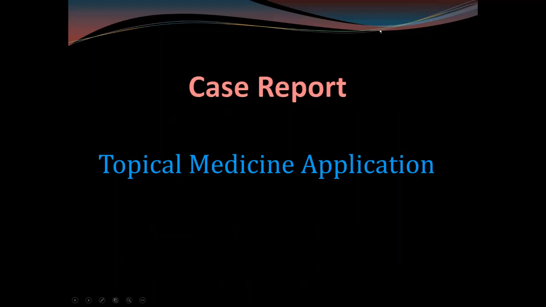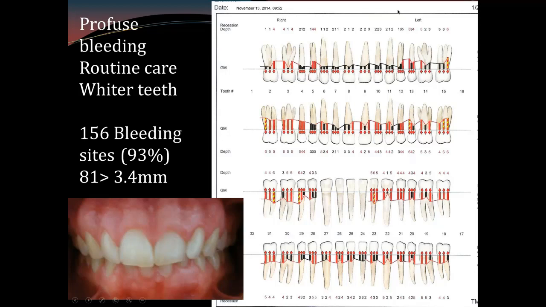Now, here's how it works. This lady came into the office a number of years ago. She had profuse bleeding, had 156 bleeding sites. 81% of them were greater than 3.4 millimeters, which means they were all anaerobic. And you can see the tissue response. All the little red diamonds are bleeding upon probing.